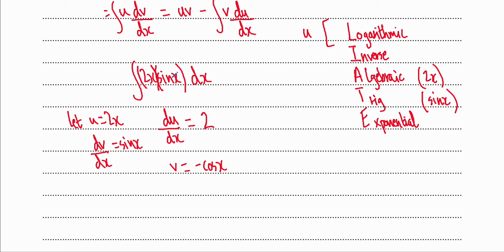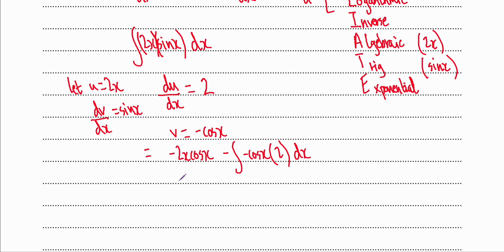So the integral of 2x sine of x is equal to the integral of u dv dx, which is equal to uv. So we have u times v. So we have 2x times negative cos x. So we have negative 2x cos of x minus the integral of v, which is negative cos x, times du by dx, which is positive 2. Of course, with respect to x, right?